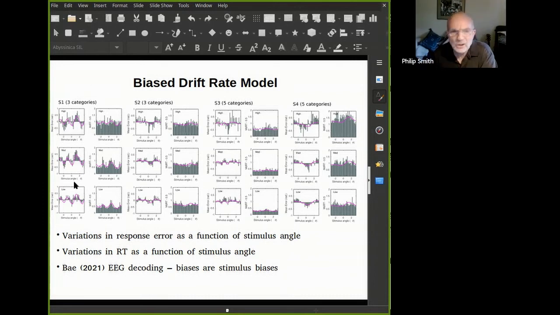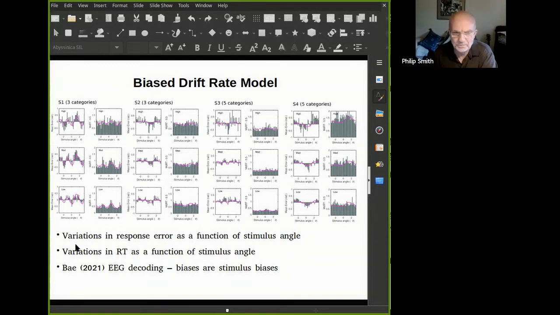Now, there are substantial individual differences here, but there is a tendency for the mean angular error to oscillate somewhat as a function of the position in the stimulus space, and the model is able to pick that up. And there is a corresponding pattern of oscillation in the mean response times because of differences in the drift rate vectors. So the model is picking up at least a fair amount of the structure at the level of the bias model.